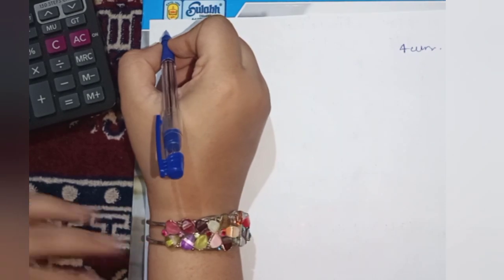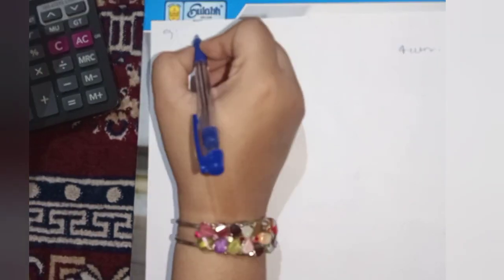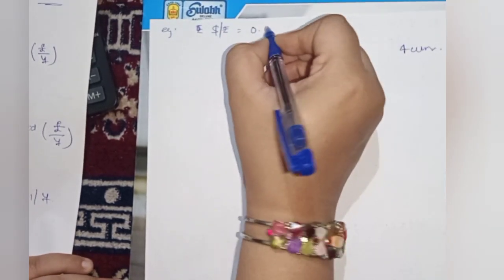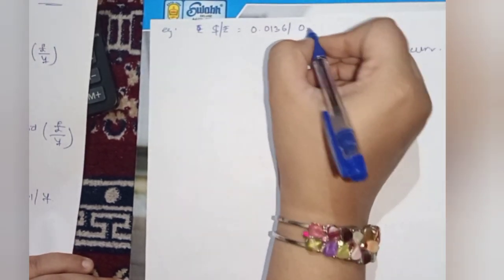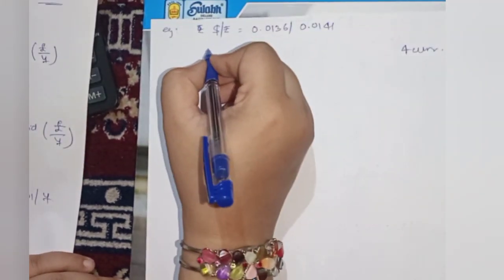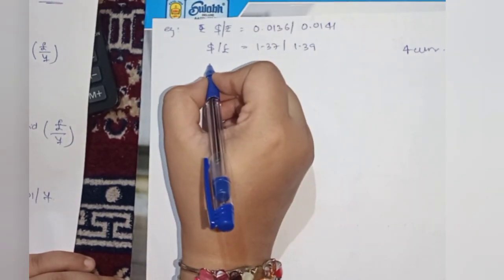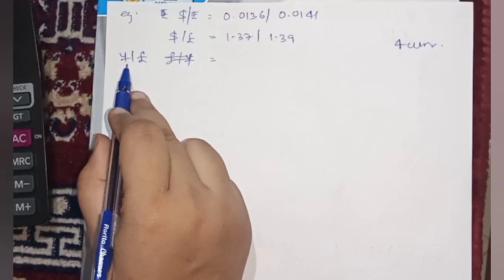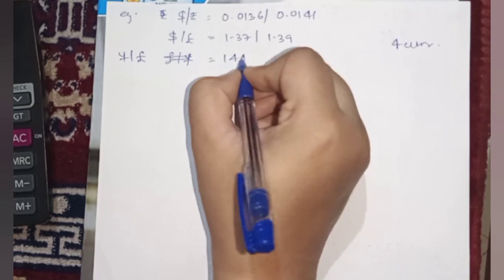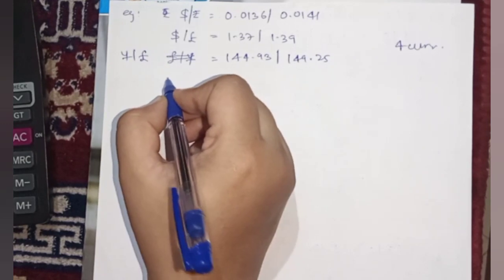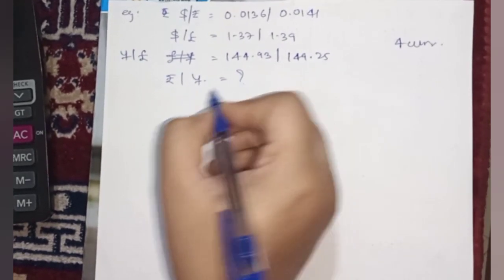Now we will look into another example when we have been given 4 currencies. So the example will be taken as rupee, dollar per rupee values are 0.136 slash 0.141, dollar per pound is 1.37 and 1.39, and again in this case we will take yen per pound. The values will be 144.93 and 149.25. Similarly, we have to find out the value for rupee per yen.